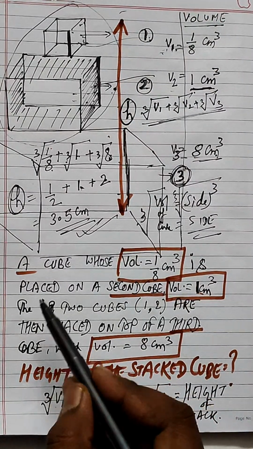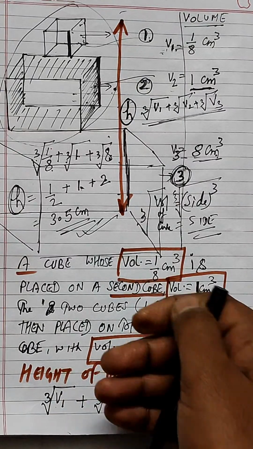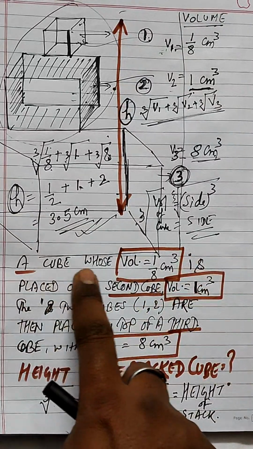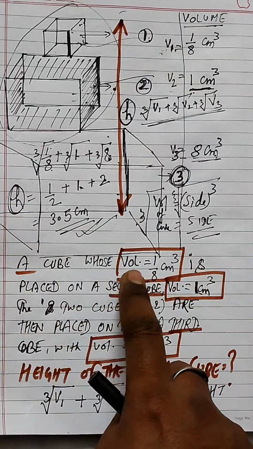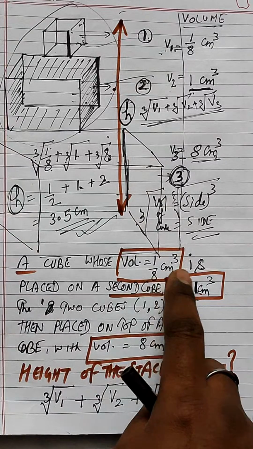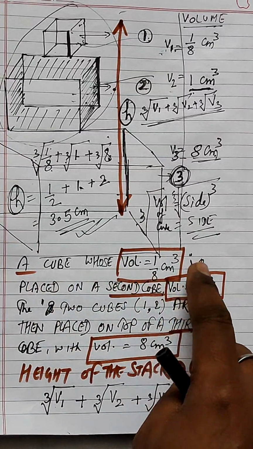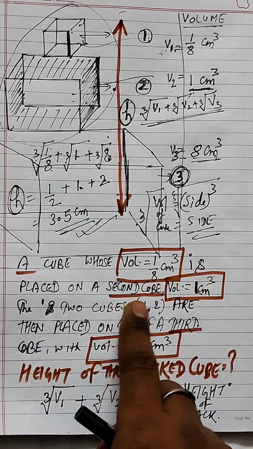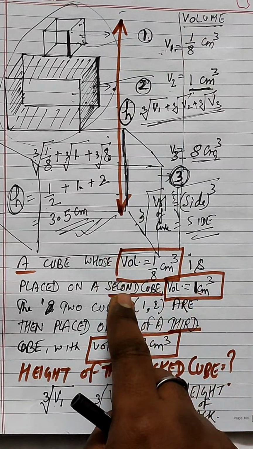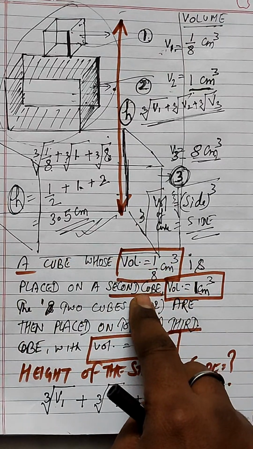So here the question is very clear: a cube whose volume is 1 by 8 centimeter cube. Just break the question into lines. Read only one line first: a cube whose volume is 1 by 8. Now, if you understood this line, then go to the second line. That cube whose volume is 1 by 8 centimeter cube is placed on a second cube whose volume is 1 centimeter cube. So hope you understand that the first cube is kept over the second cube, right?